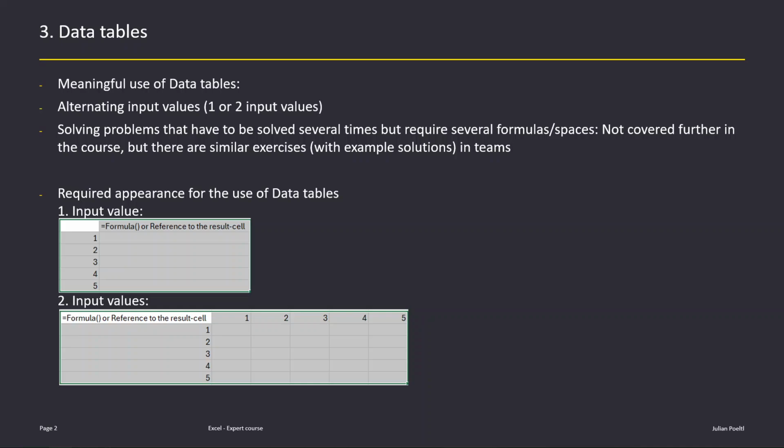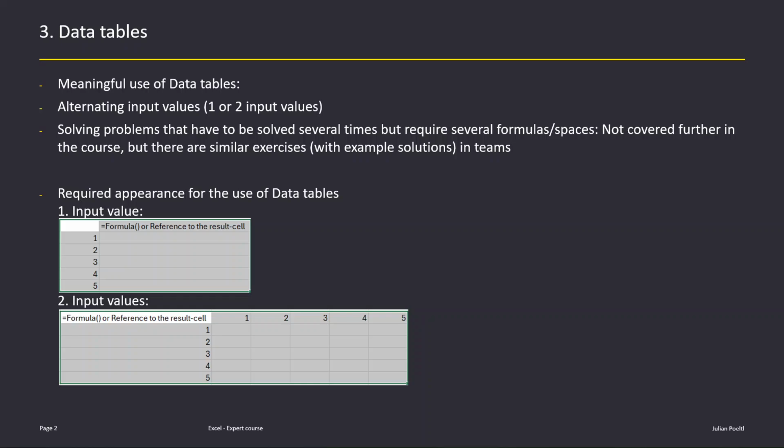And it isn't so easy to alternate its input value because there's, for example, a model behind it or so on. And you can also use data tables if you want to solve a problem that you have to solve several times, but it requires more than a single line. It requires a lot more space, and therefore you cannot do this that simply.